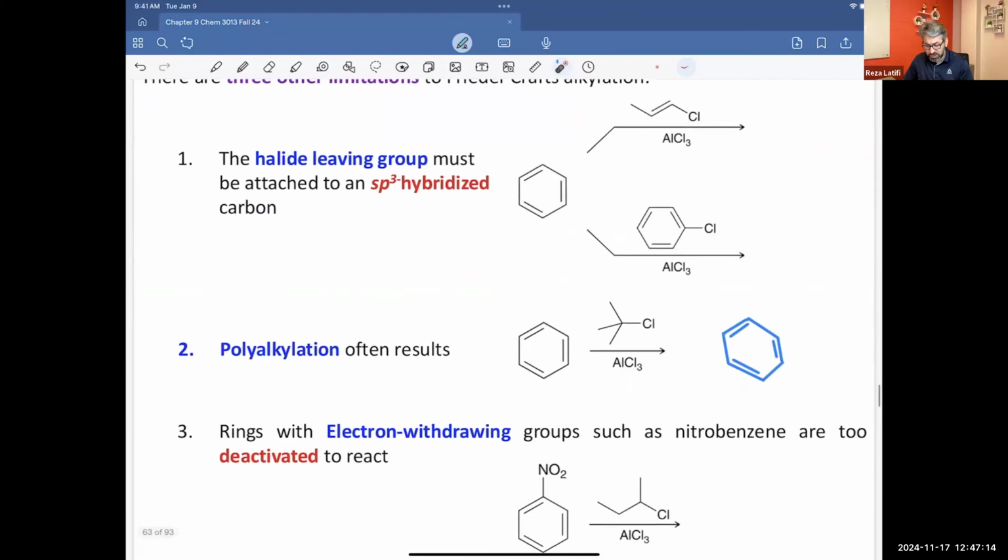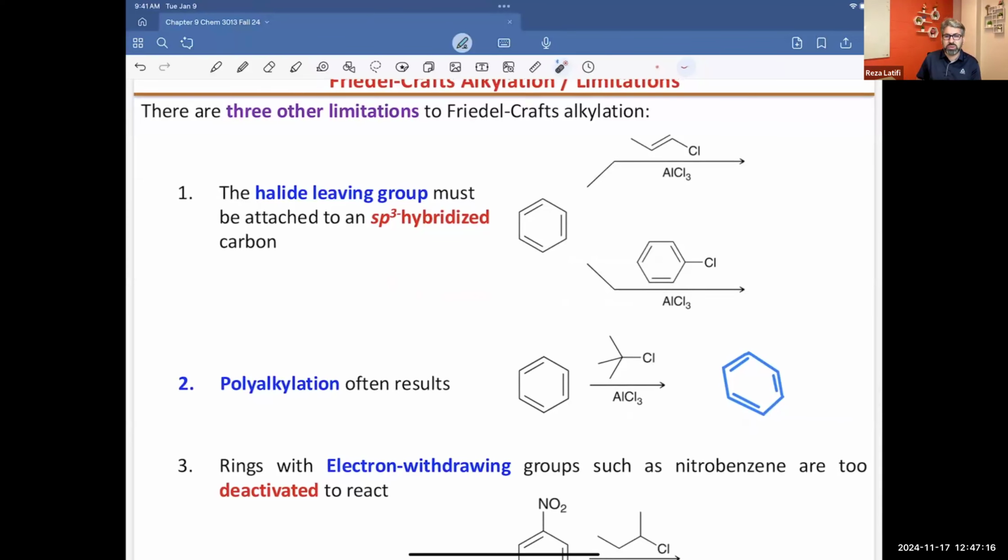Another limitation: if you are using an alkyl halide where the halide is sitting on a carbon with sp2 hybridization, the reaction is not going to happen. So in this case, I'm going to say no reaction. Why? Because breaking a carbon-halide bond when the carbon has sp2 hybridization requires a huge amount of energy. So the activation energy is going to be huge, and the reaction will not happen. How about putting the halide on an aromatic ring? In that case, that carbon also has sp2 hybridization.